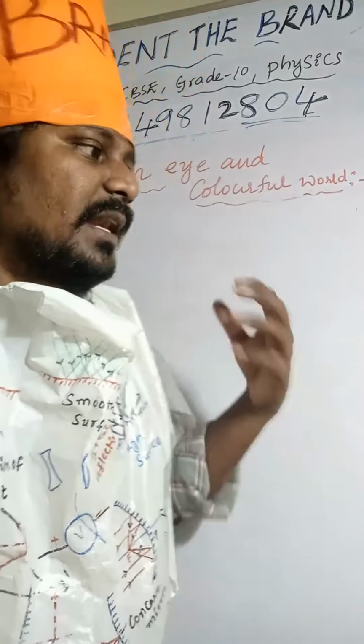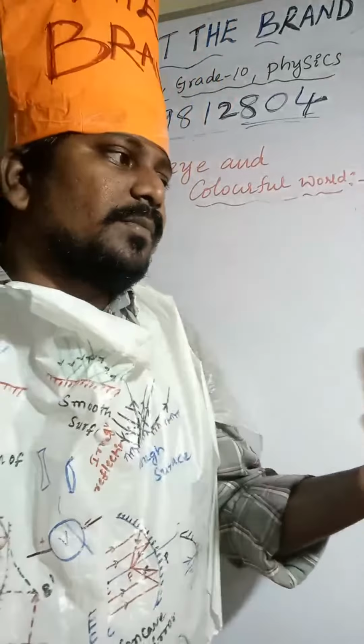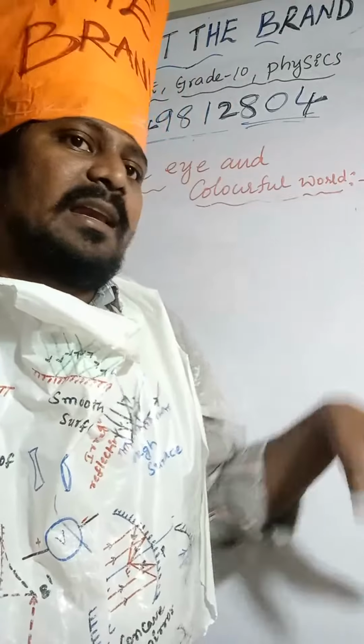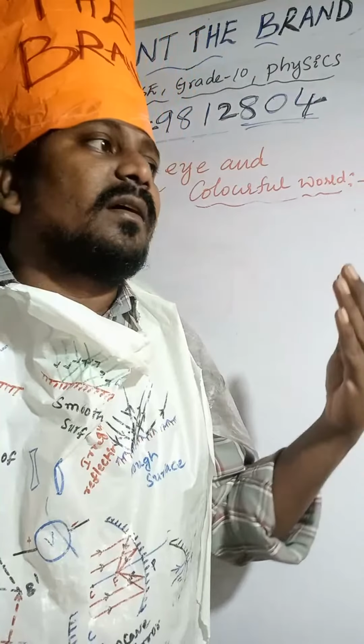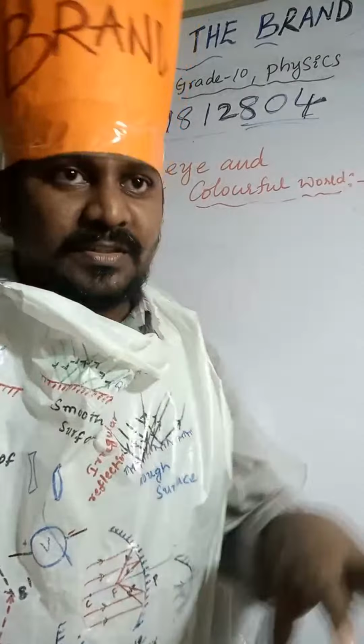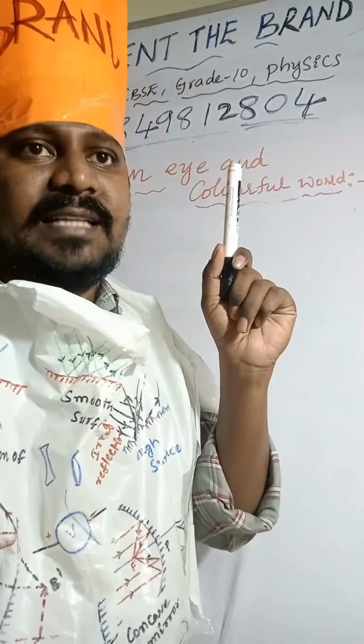Okay, so the least distance of distinct vision is the minimum distance up to which a person can see clearly. Distinctively, that is called the near point. The near point is 25 centimeters. So if you place the object at 25 centimeters, we can see comfortably.